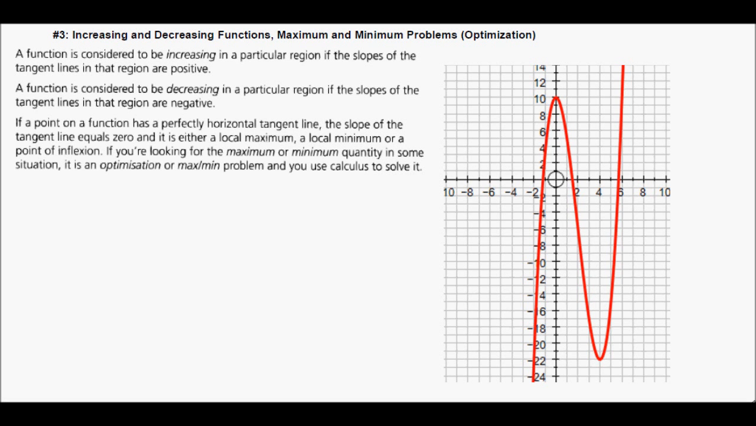Okay, finally the last section here: increasing, decreasing functions, and maximum and minimum problems. Remember, I kind of took some of the buzz out of this when I did it in the last section, but whatever. A function is considered to be increasing when its slope is positive. The slopes are positive right here and right here. So the black would be increasing.